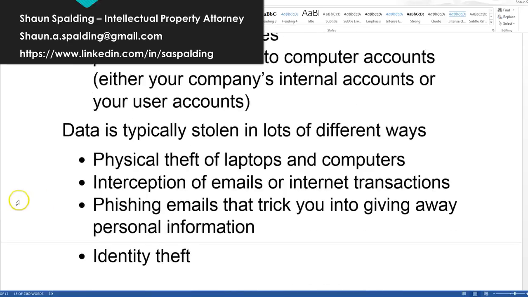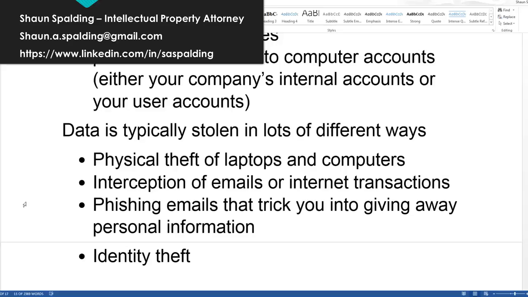This data is typically stolen in various ways. So you have physical theft of laptops or computers. You have people either physically or from a third-party standpoint intercepting emails or other internet transactions because you don't have a secure website, or because the emails go through some sort of third party and the third party is a bad actor. You have phishing emails that trick you into giving away personal information.